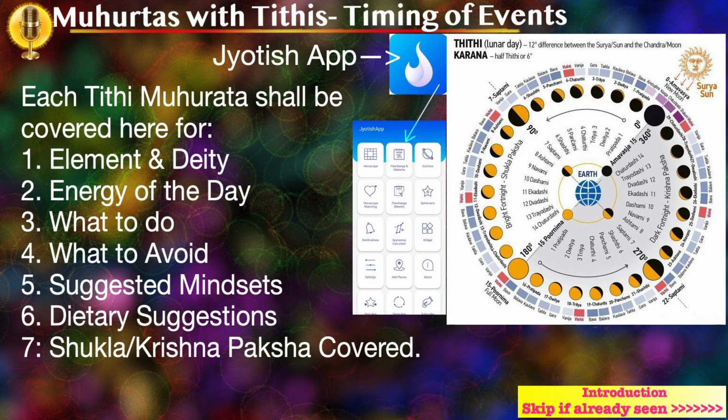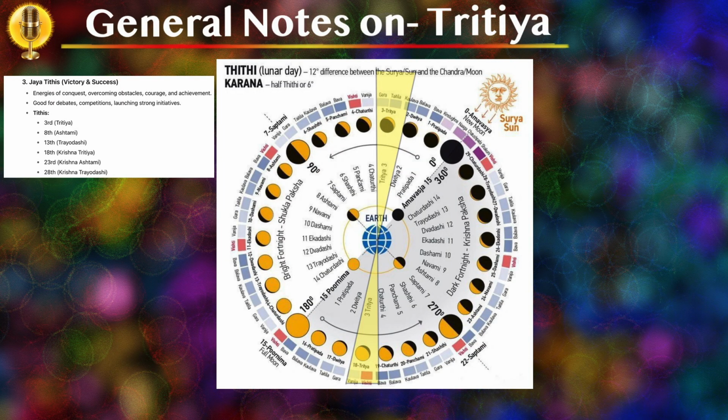Let's get started. Now I'm going to be discussing Tritiya, the third day of the lunar cycle, on the waxing side or waning side as shown on the chart in the slide. Tritiya, what is the third one? Third energy. Also combine numerology if you are such an enthusiast.